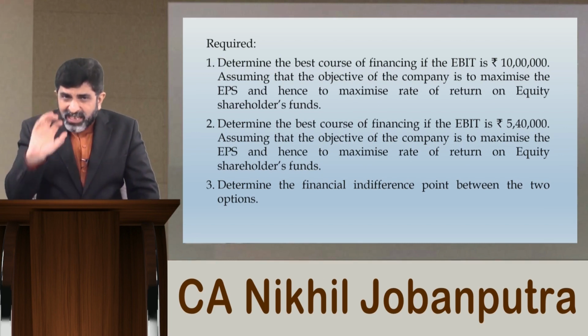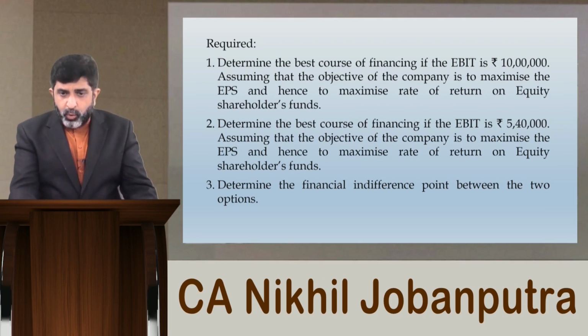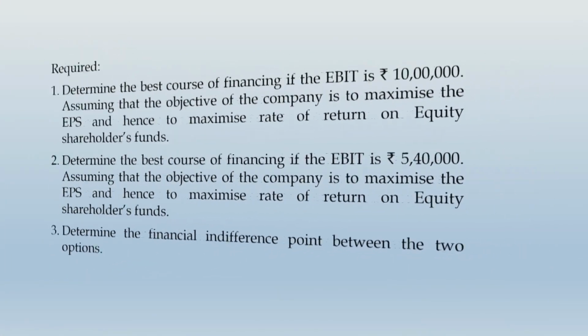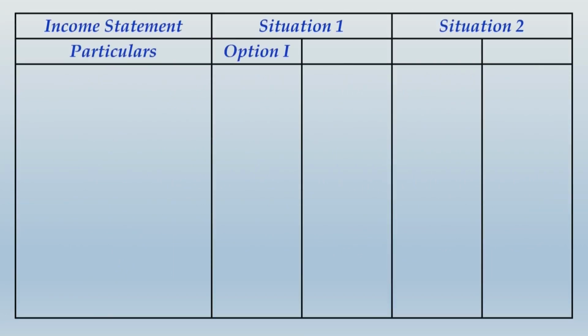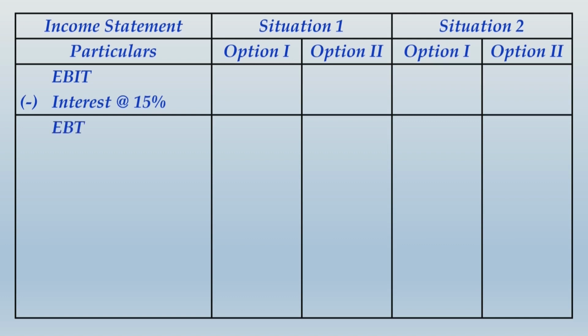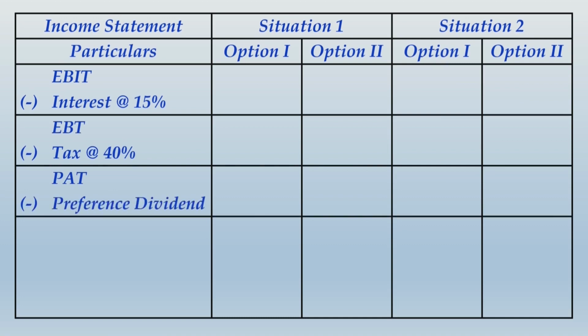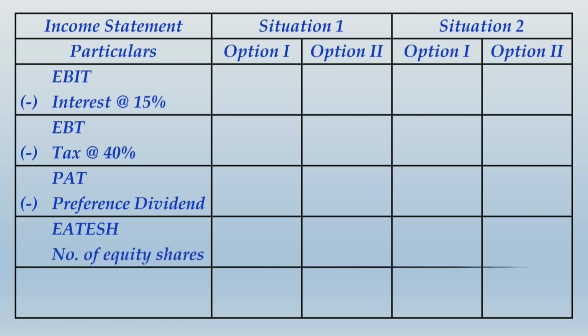So I'm sure you are clear with the question's requirement. What I will do is just help you out with the presentation of your solution. In terms of presenting your solution, this is what I want you to do. Make an exhaustive income statement covering this whole process of calculation. EBIT minus interest, you get EBT, less tax at 40%, you will be getting profit after tax, less preference dividend, you get earnings available to equity shareholders, divided by number of shares, and you get EPS.